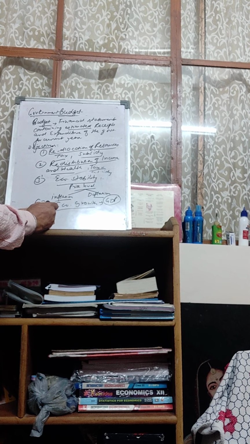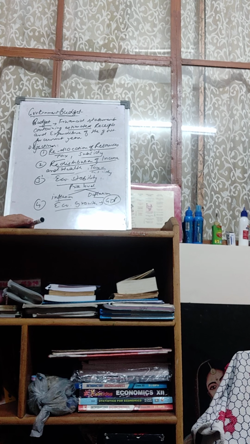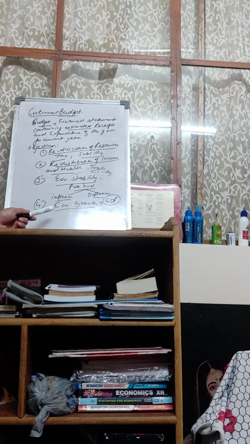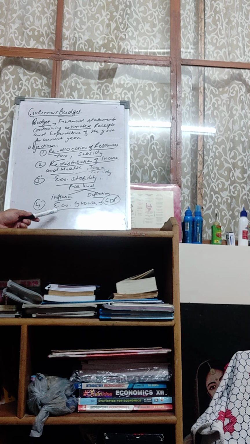Now, that means economic growth of the country is achieved by means of controlling its revenue and expenditure. That means if you want to increase the economic growth of a country, then expenditure must be less and revenue must be more. Only then the growth of GDP will be there. So students, these are the four objectives of budget.